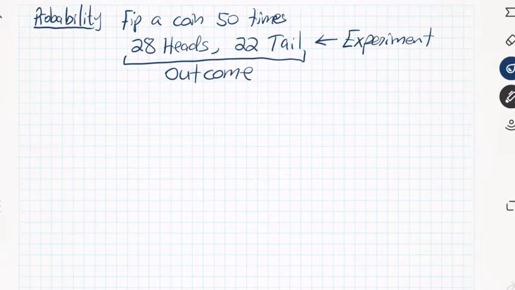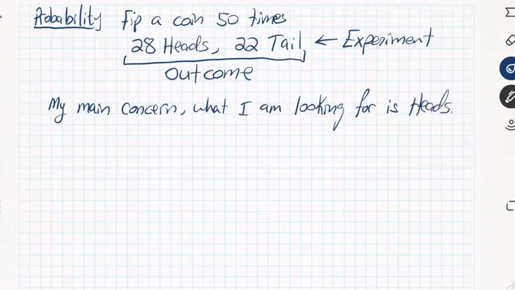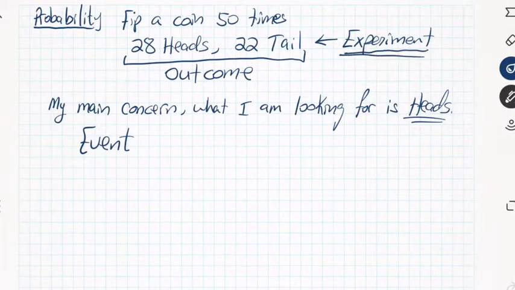All right. Now, if I'm curious about just the heads, so my main concern, what I'm looking for, is these heads. Well, that becomes known as an event. So far we have an experiment, I'm flipping a coin. I have an outcome, what happened in that experiment, listing all the different possibilities.